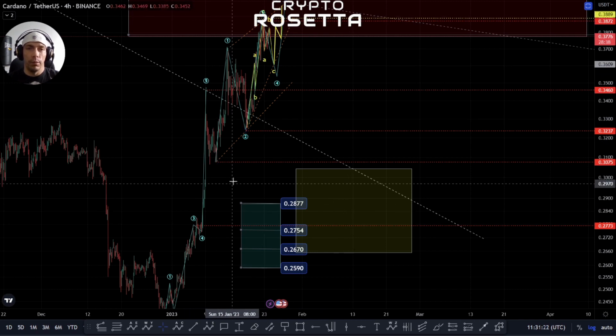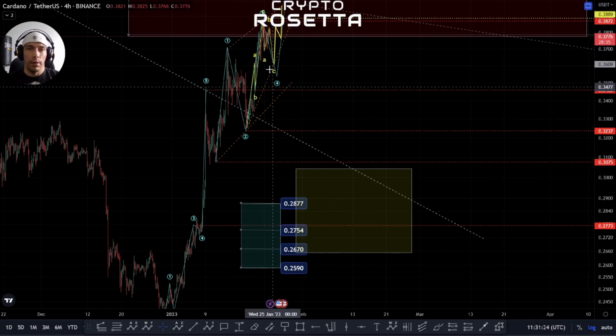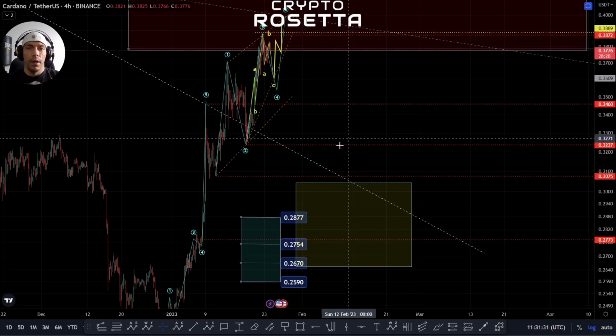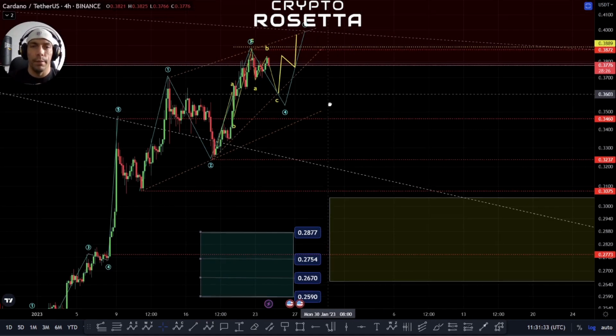It is possible that we see a deeper breakdown here after this if it completes a 5-wave move pattern, and then we actually look for this retracement and then move up. But yeah, it just needs a bit more time.